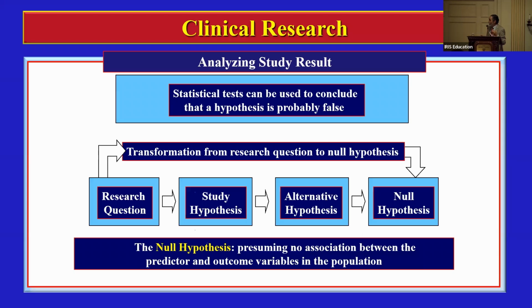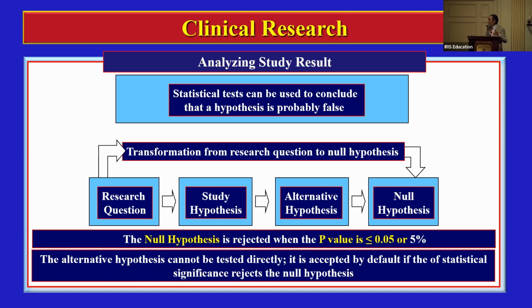Then the null hypothesis presumes no association between predictor and outcome. Steroids and mortality are not associated. The null hypothesis is rejected when the p-value is less than 0.05, that is 5%. Then the alternative hypothesis, or my study hypothesis, cannot be tested directly. I accept the alternative hypothesis when the statistician says we can reject the null hypothesis.